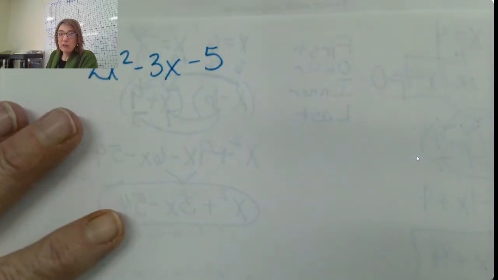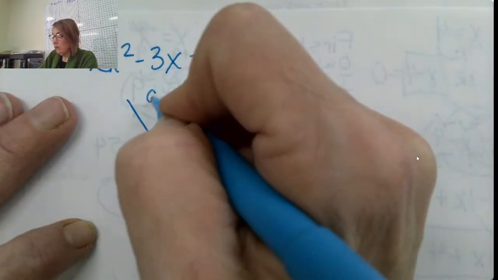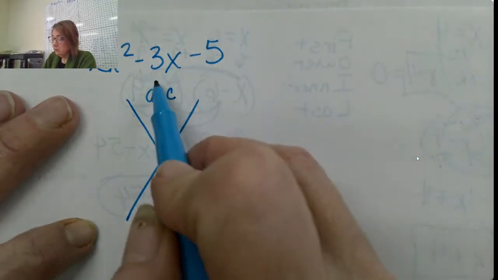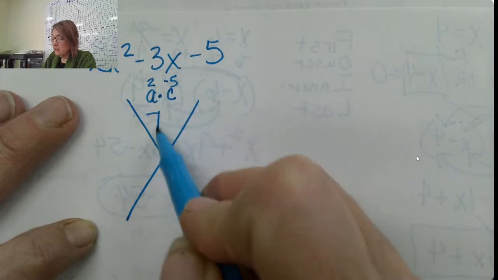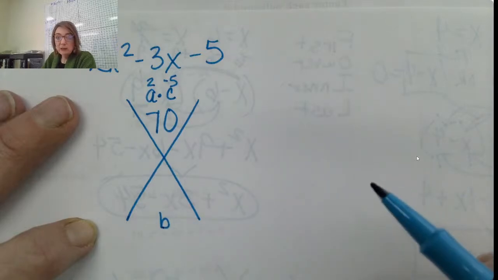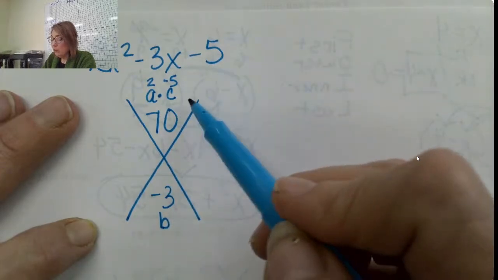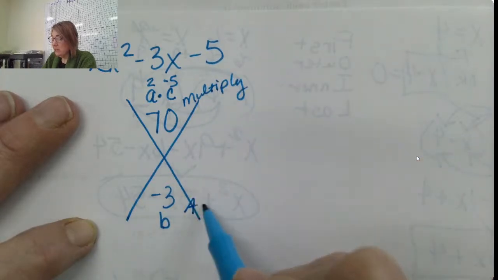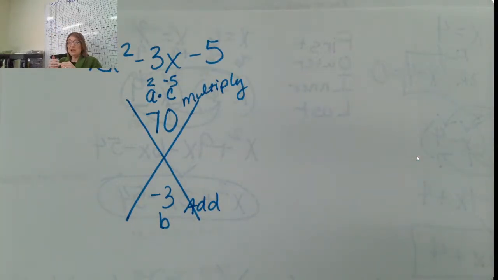Okay, so this is our thing, right? We're going to start with our big X. And up here we're going to put A times C. So in this case, what is our A value? What is our C value? So this is negative 10. Down here, we're going to put our B. What is our B? Almost. Negative 3. So we're looking for things that multiply to get this, but add to get this. What are numbers that multiply to get negative 10, but add to get negative 3?